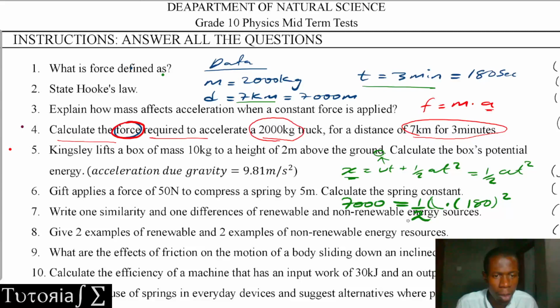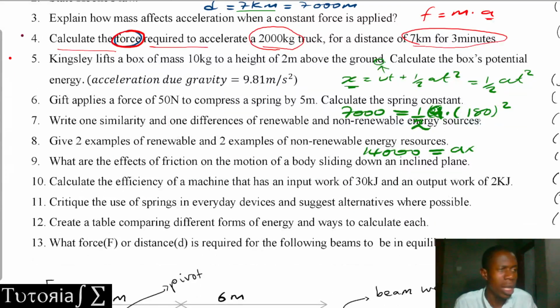So we simplify this. Multiplying 2 times 7, that will be 14,000 is equal to A times 180 squared. So that is basically 32400. So we divide by 32400, and this cancels.